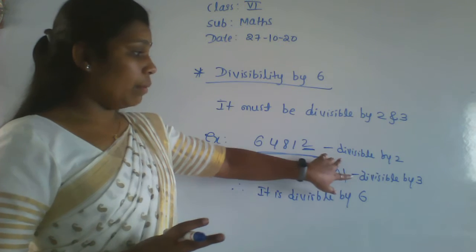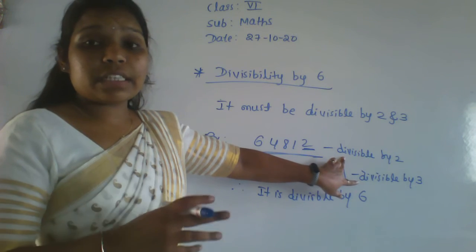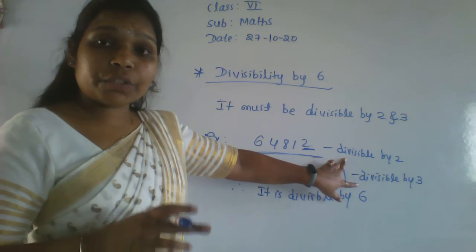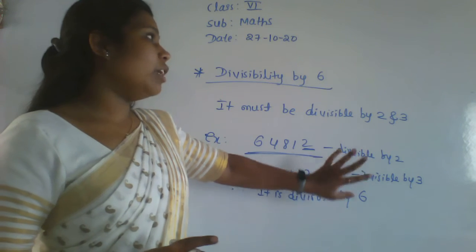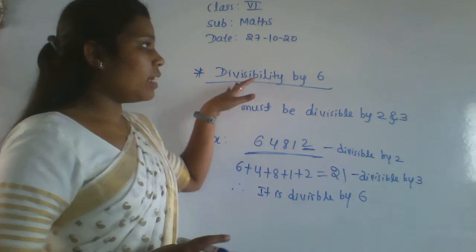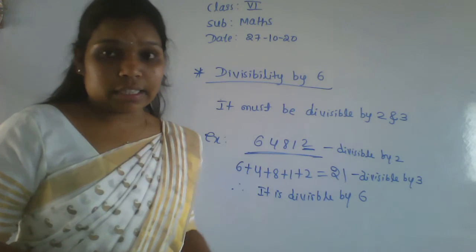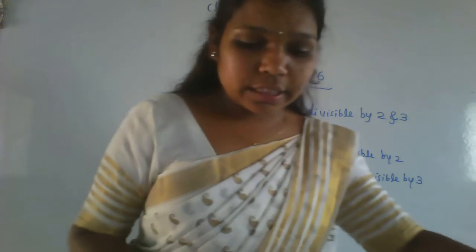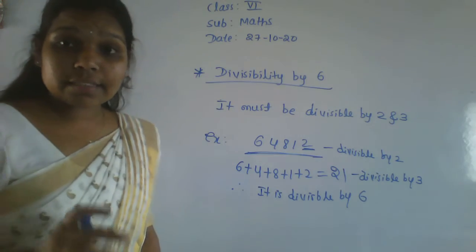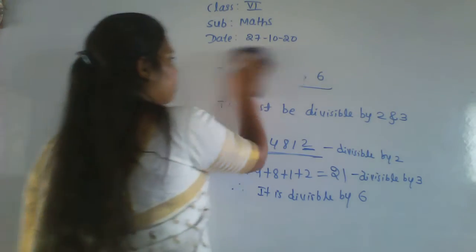Both conditions should be satisfied here. Then only we can say the given number is divisible by 6. Otherwise, it's not divisible by 6. Getting it? Okay, go for the next, divisibility by 7.